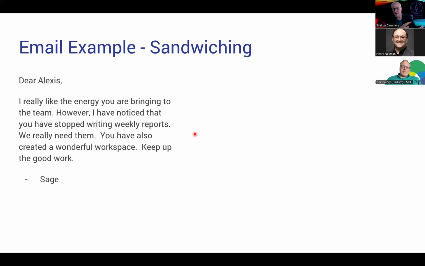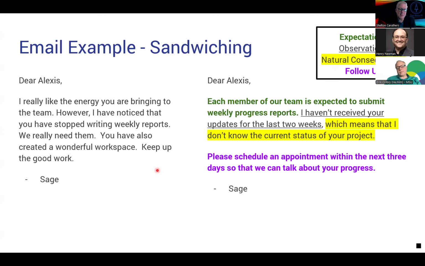Well, I mentioned earlier, it's like that text, right? You get that text with three questions. It's only the last question that gets paid attention to. So Alexis may say, "Oh, great, I'm doing good work. I'm going to keep doing exactly what I'm doing." But that's not the point of the message. The point of the message is the reports are required, and apparently they have not been handed in on time. So let's look at a better way to do that with the expectations, observations, and consequences with follow-up.